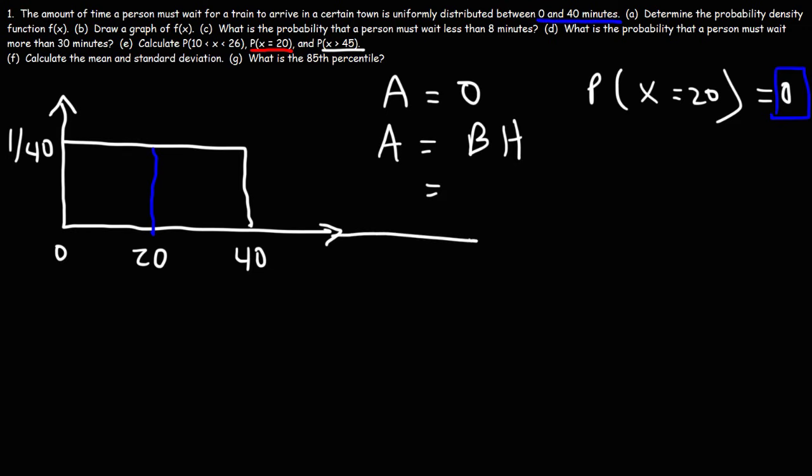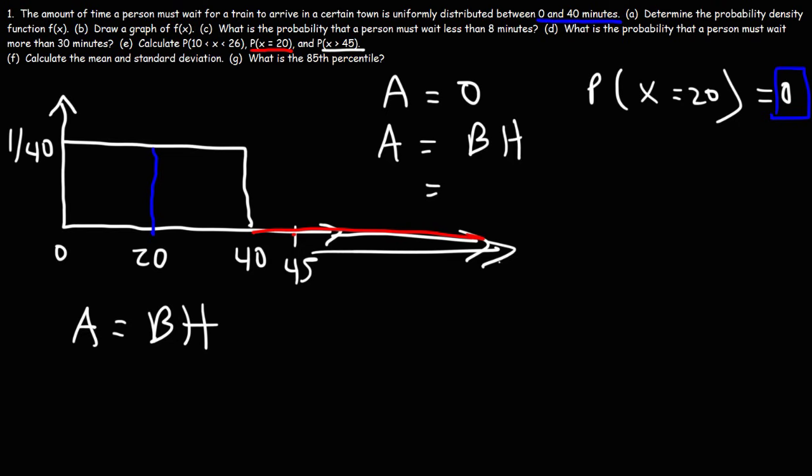If we were to extend this graph, 45 would be somewhere here. But notice that f of x is 0 beyond 40. So if you were to try to use the formula, base times height, your base could extend to infinity, but your height is 0. So basically, you have no rectangle. So if your height is 0, the area is going to be 0.